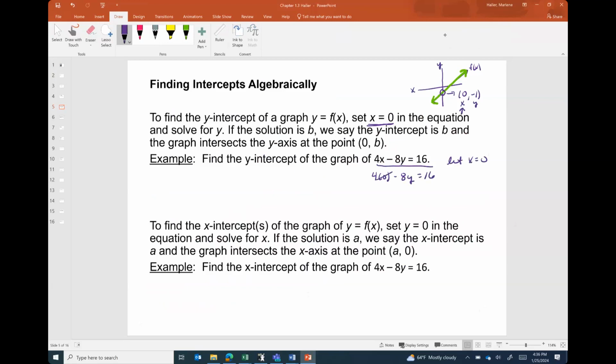That just goes away, right? Then if we divide both sides by -8, we're left with y equals, and 16 divided by -8 is -2.